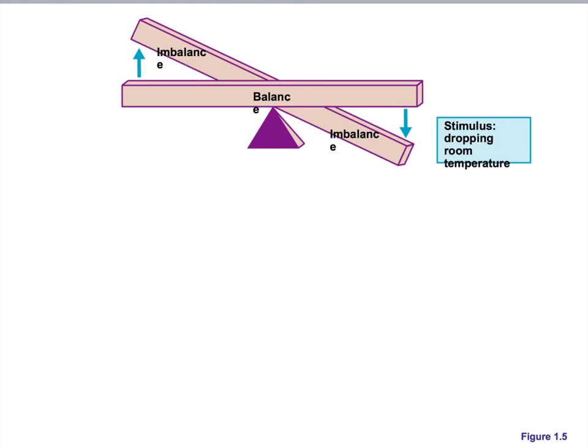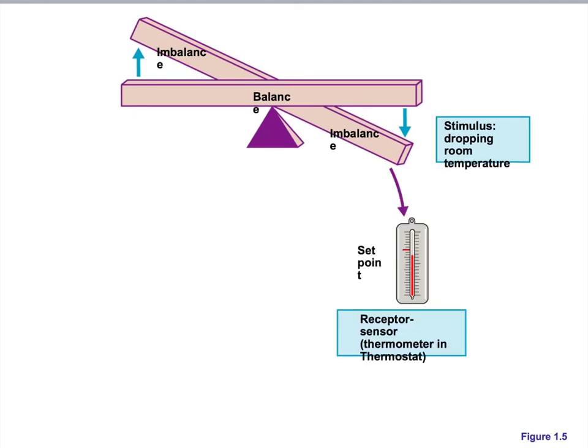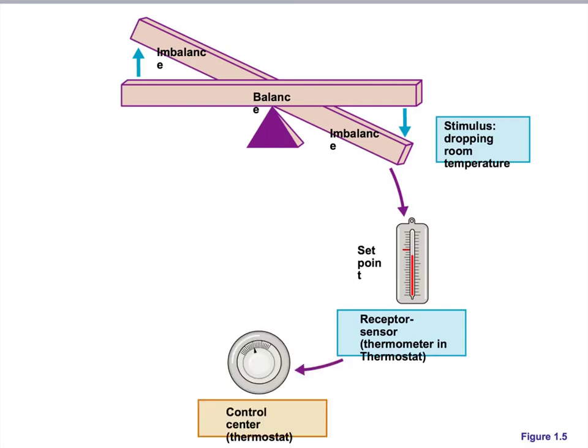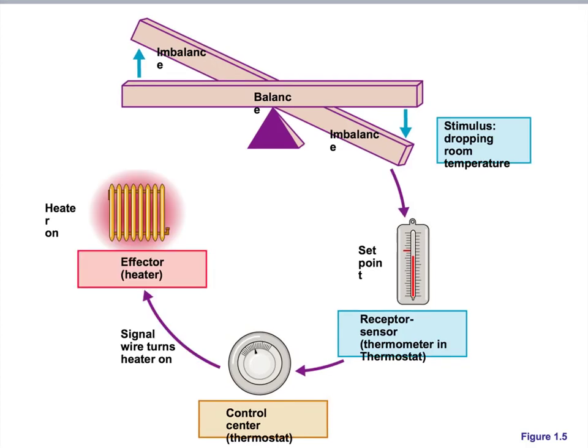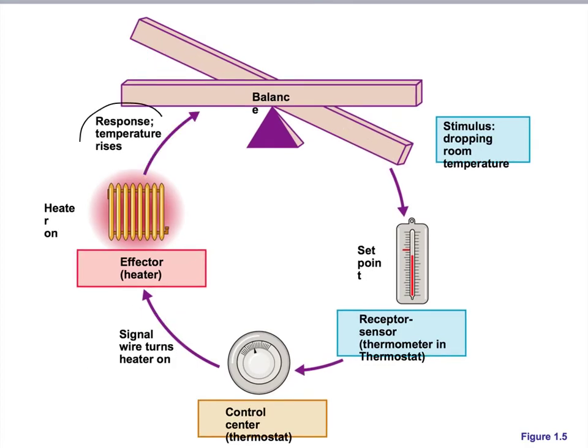Okay. The same thing could be said if the stimulus is the room temperature getting too cold. The receptor is set. The thermostat is indicating that your house is getting too cold. Again, your thermostat is picking up on this. This is where you have set it, so it's the control center. Think about this as like your brain. Now it's getting too cold, so it's going to turn the heater on, and hopefully the room temperature rises. Okay?